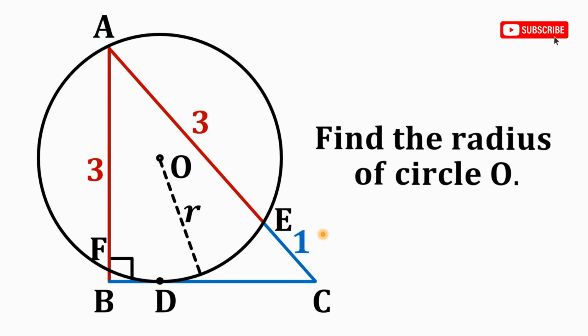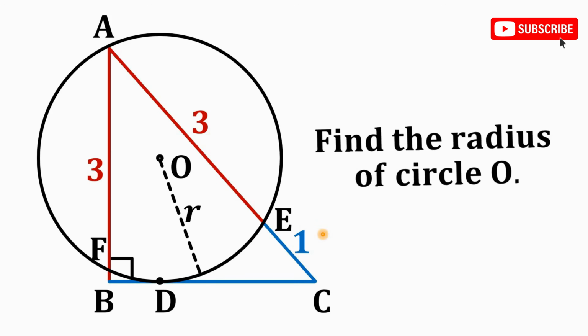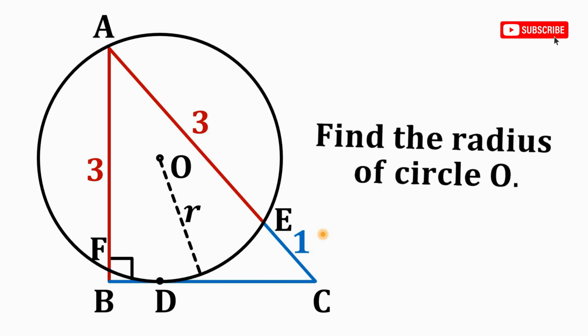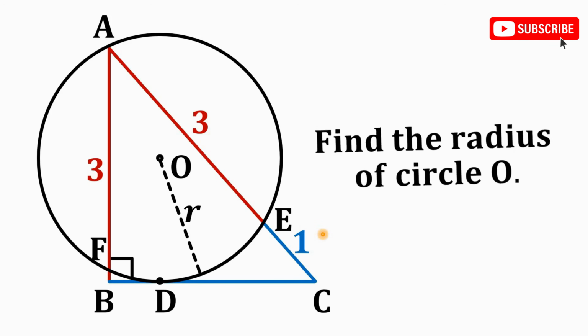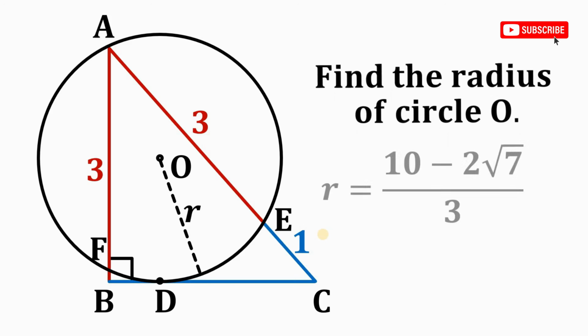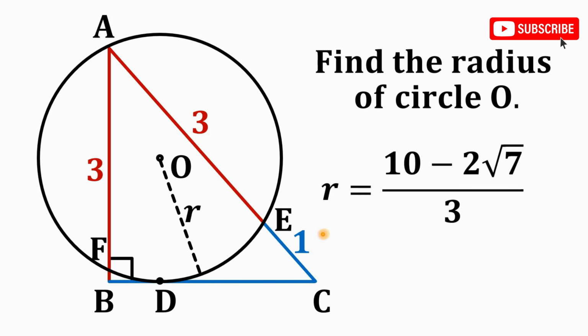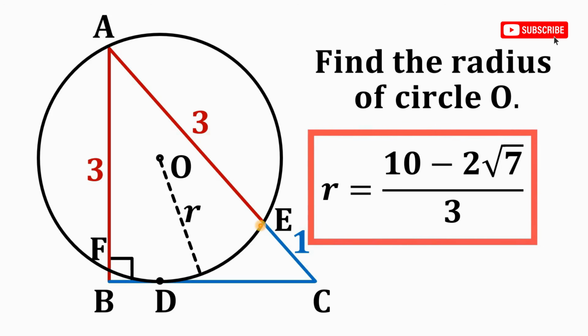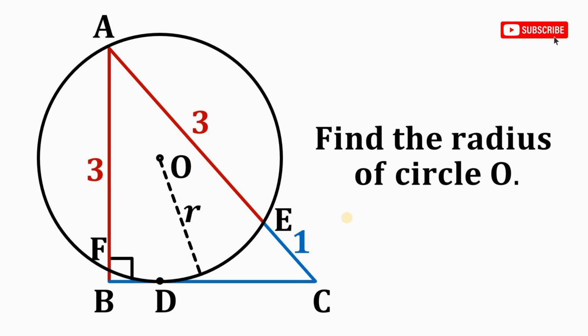So, pause this video right now and see if you can answer this question, because I will show you the answer and the solution in 3, 2, 1. Alright, the answer is 10 minus 2 times square root of 7 divided by 3. This is the length of the radius of this circle O. Now, of course, the question is, how do we get this result? And here's our solution.